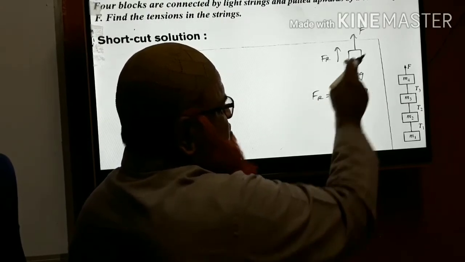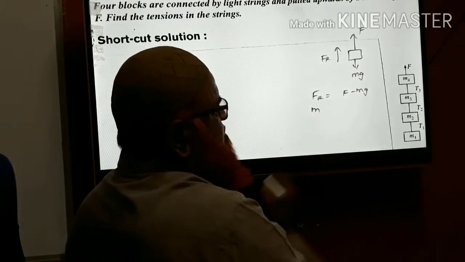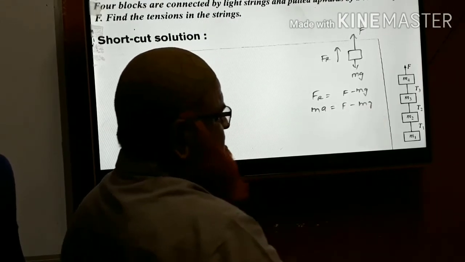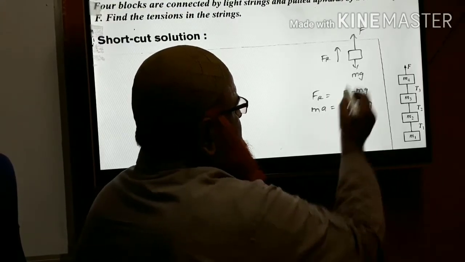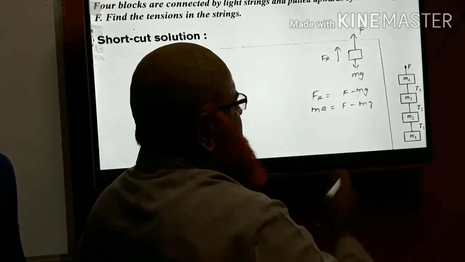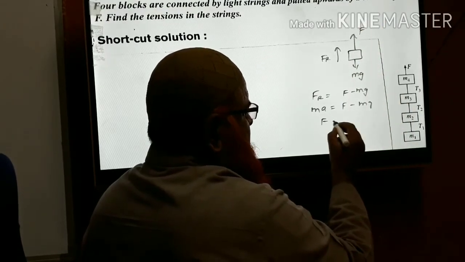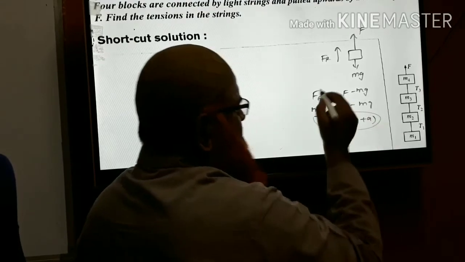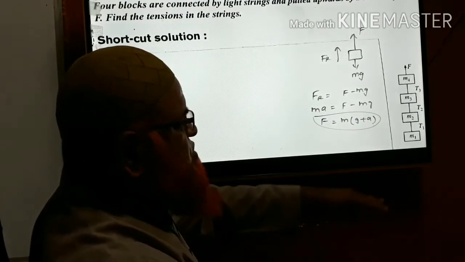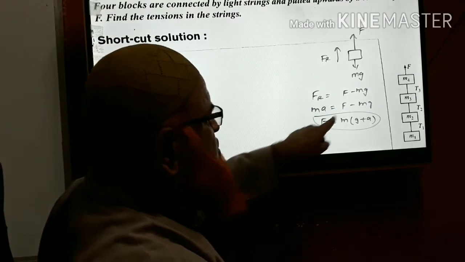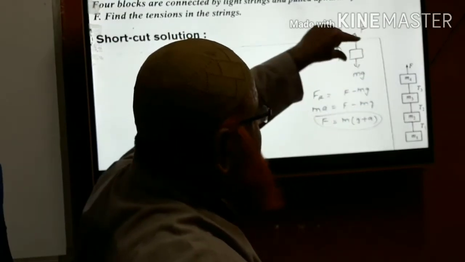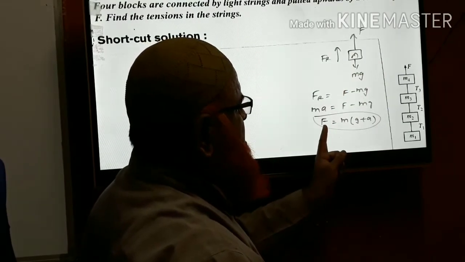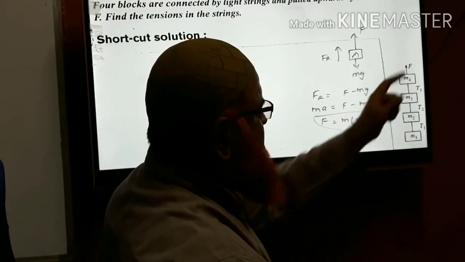So here the resultant force according to Newton's second law can be considered as m into a, which is equal to F minus mg. So here this resultant force can be considered as F is equal to m into (g plus a). This you have to remember here. This is a basic concept which you have to remember. If only one block is present, you have to write this formula: F is equal to m into (g plus a).